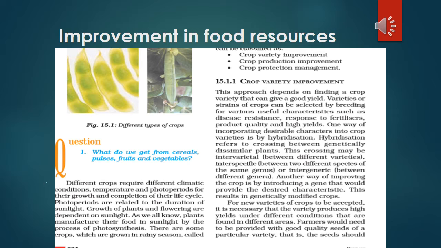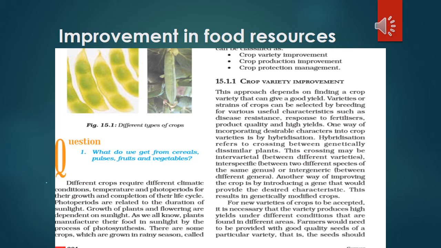So not only season, temperature, photoperiods, sunlight, on everything depends the growth of the plant. Photoperiods are related to the duration of sunlight. Photo means light. Growth of plants and flowering are dependent on sunlight. As we all know, plants manufacture their own food by the process of photosynthesis. There are some crops which are grown in the rainy season, that is called kharif crop, and some in the winter season, that is rabi crop.